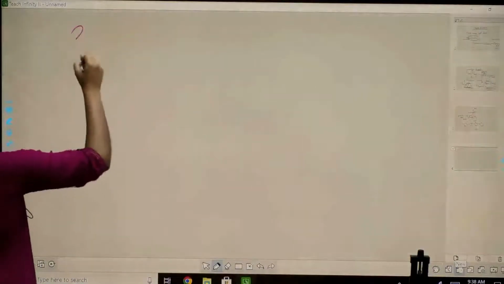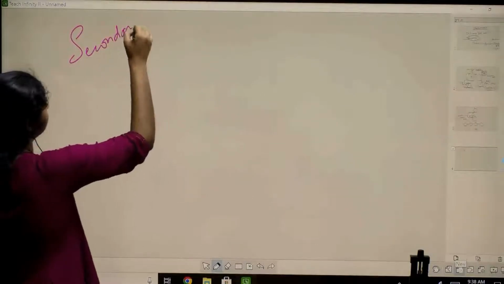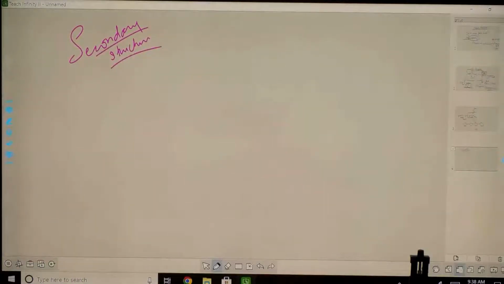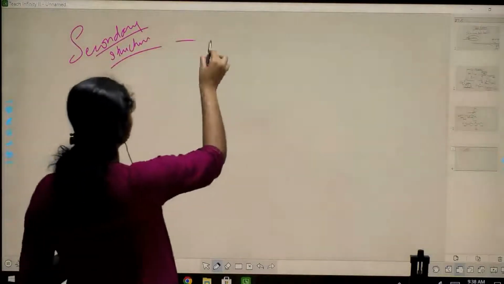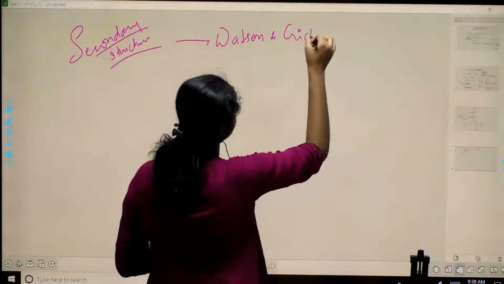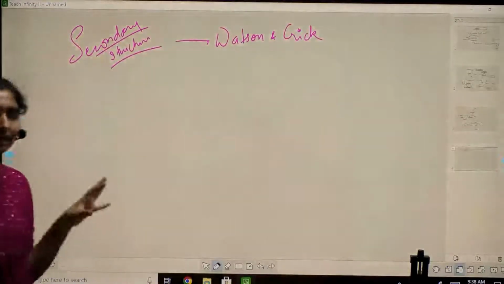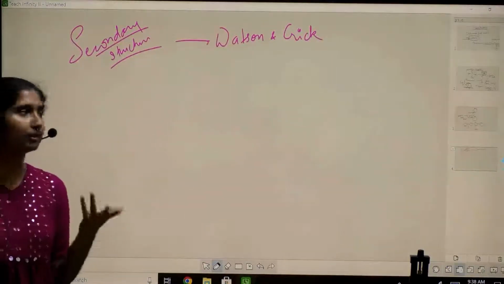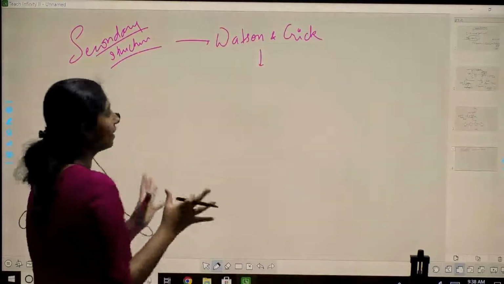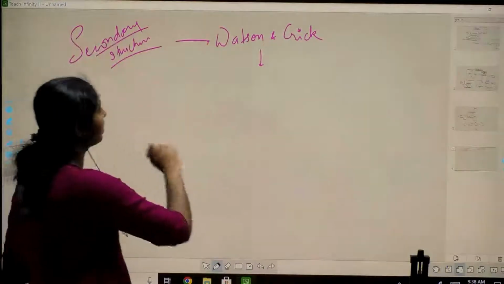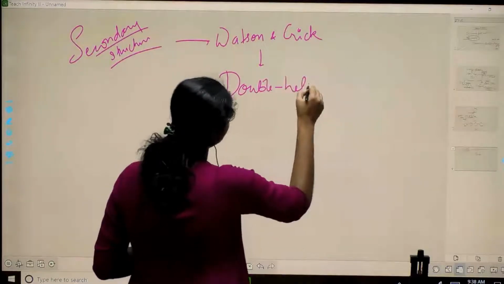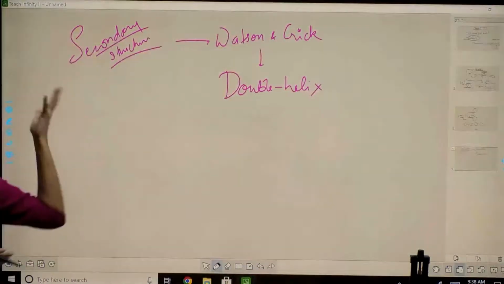So in the secondary structure, DNA exists as a double helix. This double helix structure of DNA was discovered by Watson and Crick. They came to this conclusion based on the X-ray diffraction given by Rosalind Franklin. Okay. So Watson and Crick said that DNA in its double helix form exists as a secondary structure. So DNA has a double helix conformation as its secondary structure.